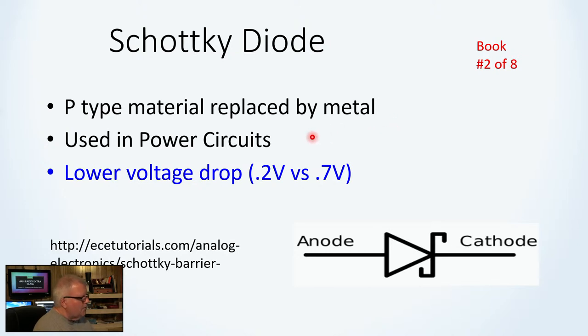It's used in power circuits. It could be silicon, P-type material, and it has a lower voltage drop, in this case 0.2 volts. That's a Schottky diode.